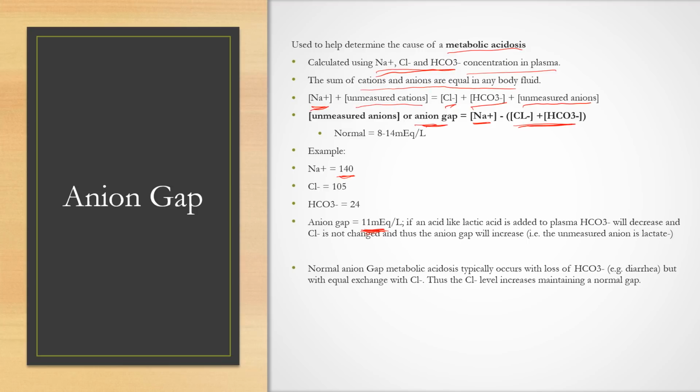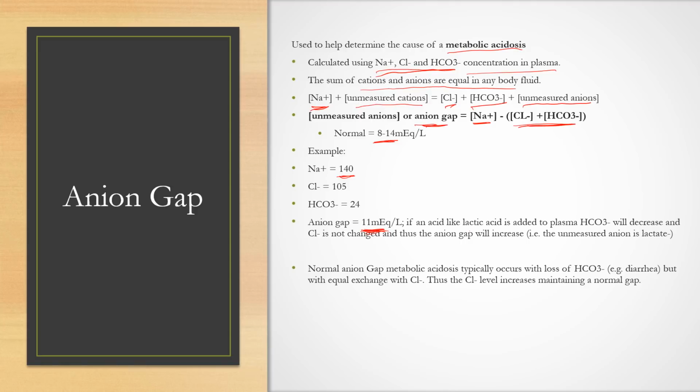And so we have a normal difference because we don't always just measure every single anion that we have, because they're numerous, even though they're in small amounts. And so we know that there's a normal gap there. All right, and that normal gap is particularly between 8 and 14 milliequivalents per liter. So 11 is right in that normal range that we know that there's a difference.